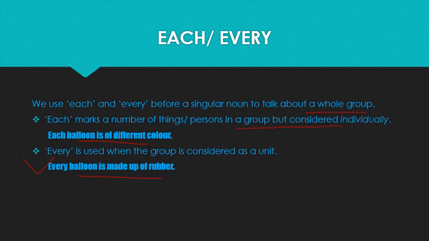Second example, every. Every student studies regularly. Now, there might be some students who are not studying regularly. There might be one or two students who are not studying regularly. But still, I'm considering it as a whole. But when I'm saying each, that means I'm being specific, each thing or each person individually.